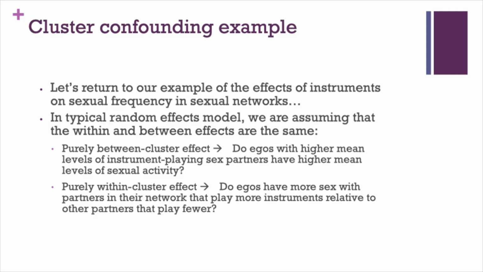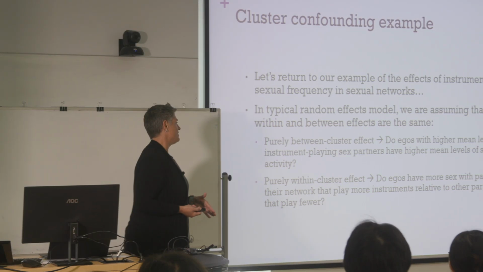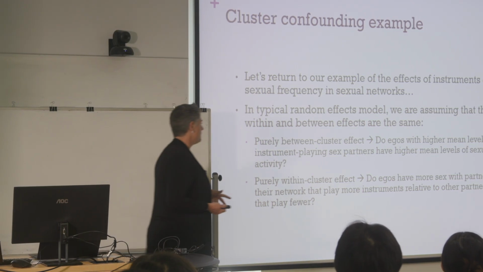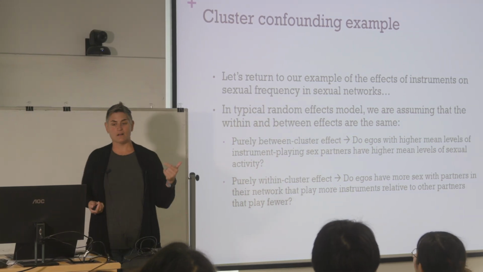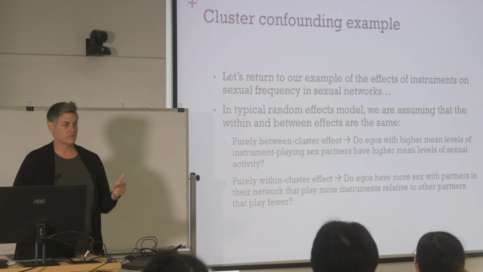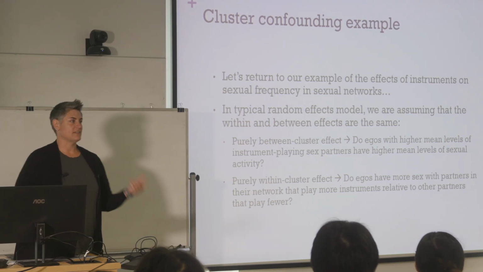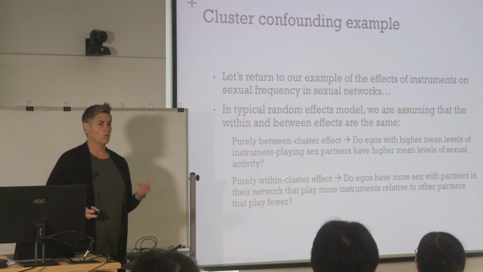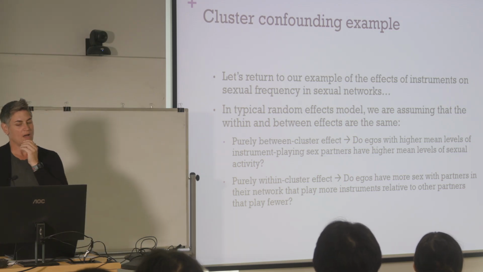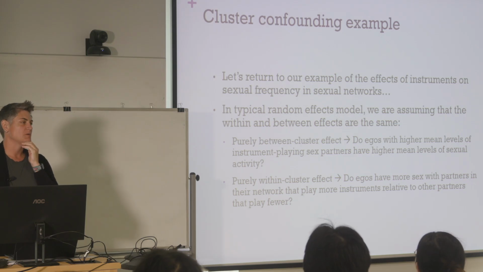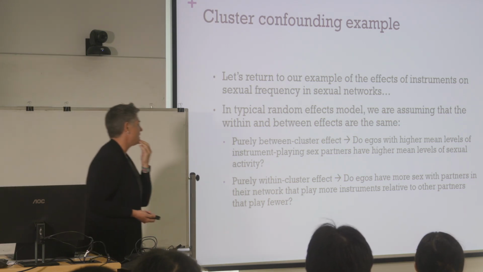So let's return to our example of the effects of instruments on sexual frequency and sexual networks. So in the typical random effects model, we're assuming that the within and between effects are the same by just modeling it with one variable. So the purely between cluster effect would be, do egos with higher mean levels of instrument playing sex partners have higher mean levels of sexual activity, right? So why might that be the case? Put on your sociological imagination. So why would egos with higher mean levels of instrument playing sex partners have more sex on average?